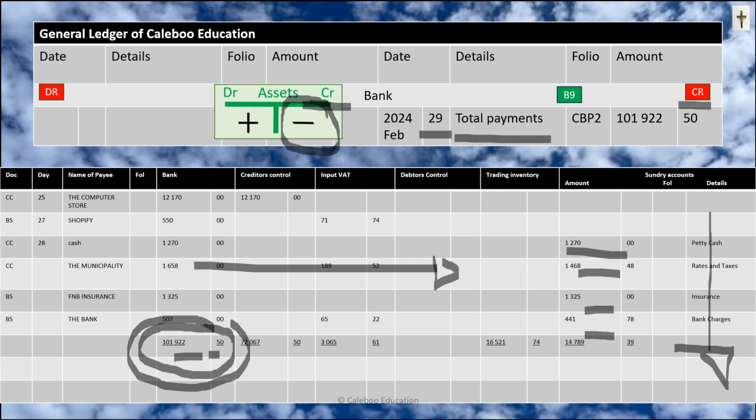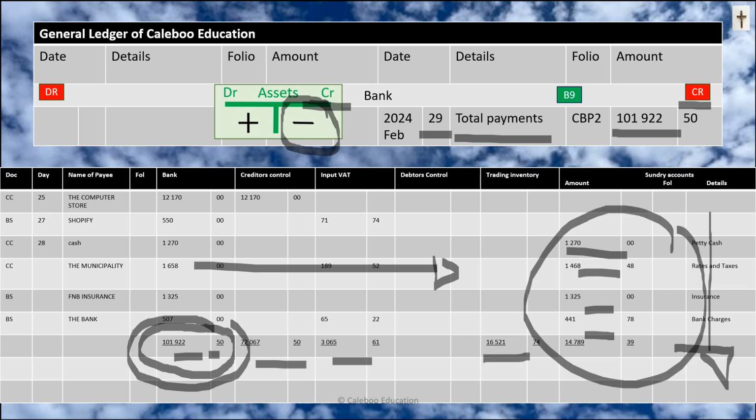Under details, you cannot go and write every contra account which makes up this amount of 101,922.50. And what I mean by that is the amount that we paid to creditors control. There was input VAT. There was trading inventory bought. There were all these items under sundry.